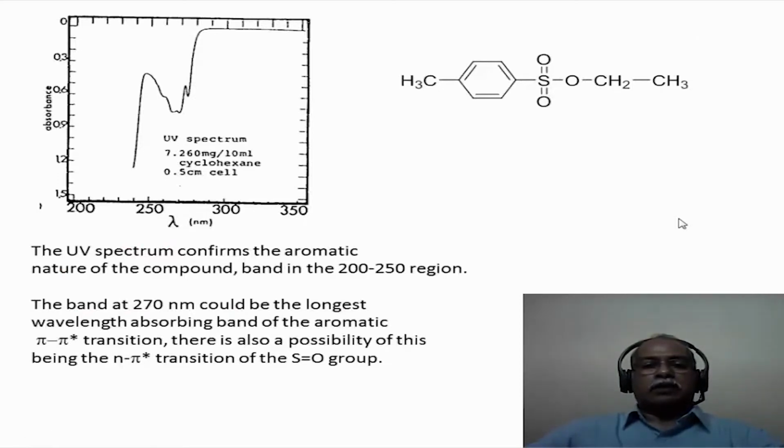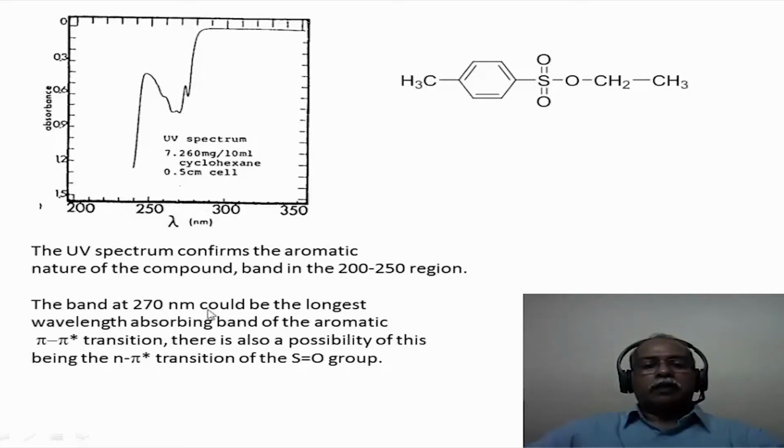The only thing that is remaining is the UV-visible spectrum. The UV-visible spectrum confirms that it is an aromatic compound because of the large absorption that is happening between 200 and 350 nanometers. The absorption maximum is so high that you don't see it very clearly. It goes beyond the scale that is shown here. There is a band at 270.